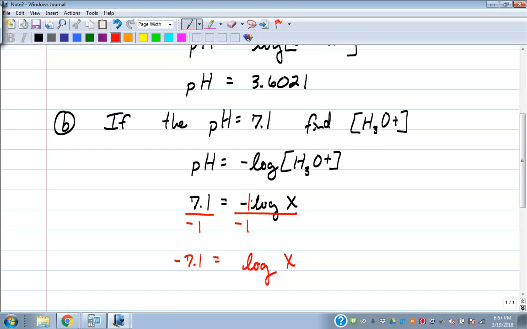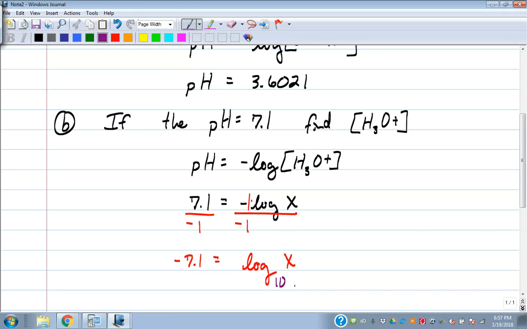Now, we got a logarithmic statement here. Could we rewrite that as an exponential and figure out what x is? What base is the log? 10. How do we know that? Because it doesn't have anything there, right? Because it's a common log, base 10.